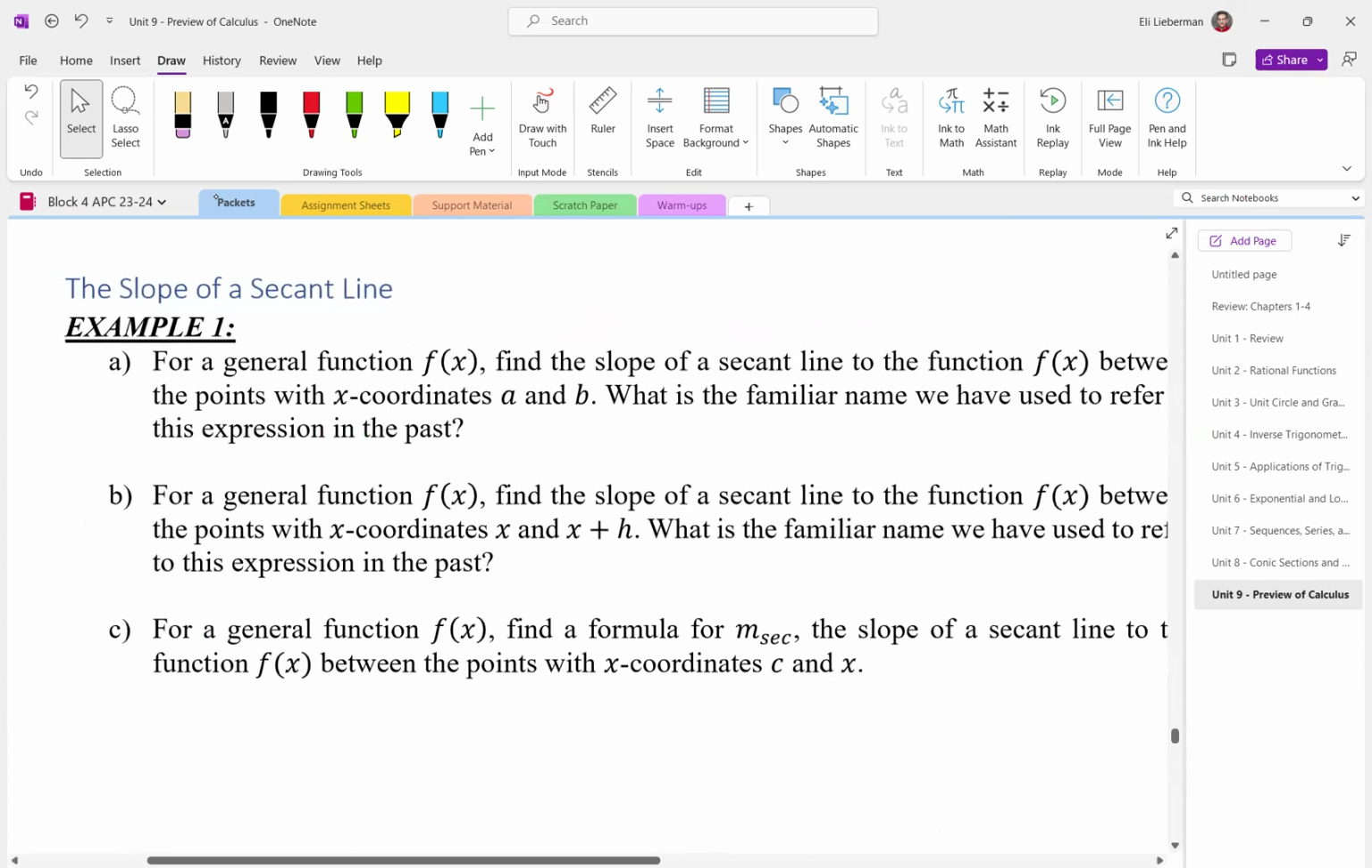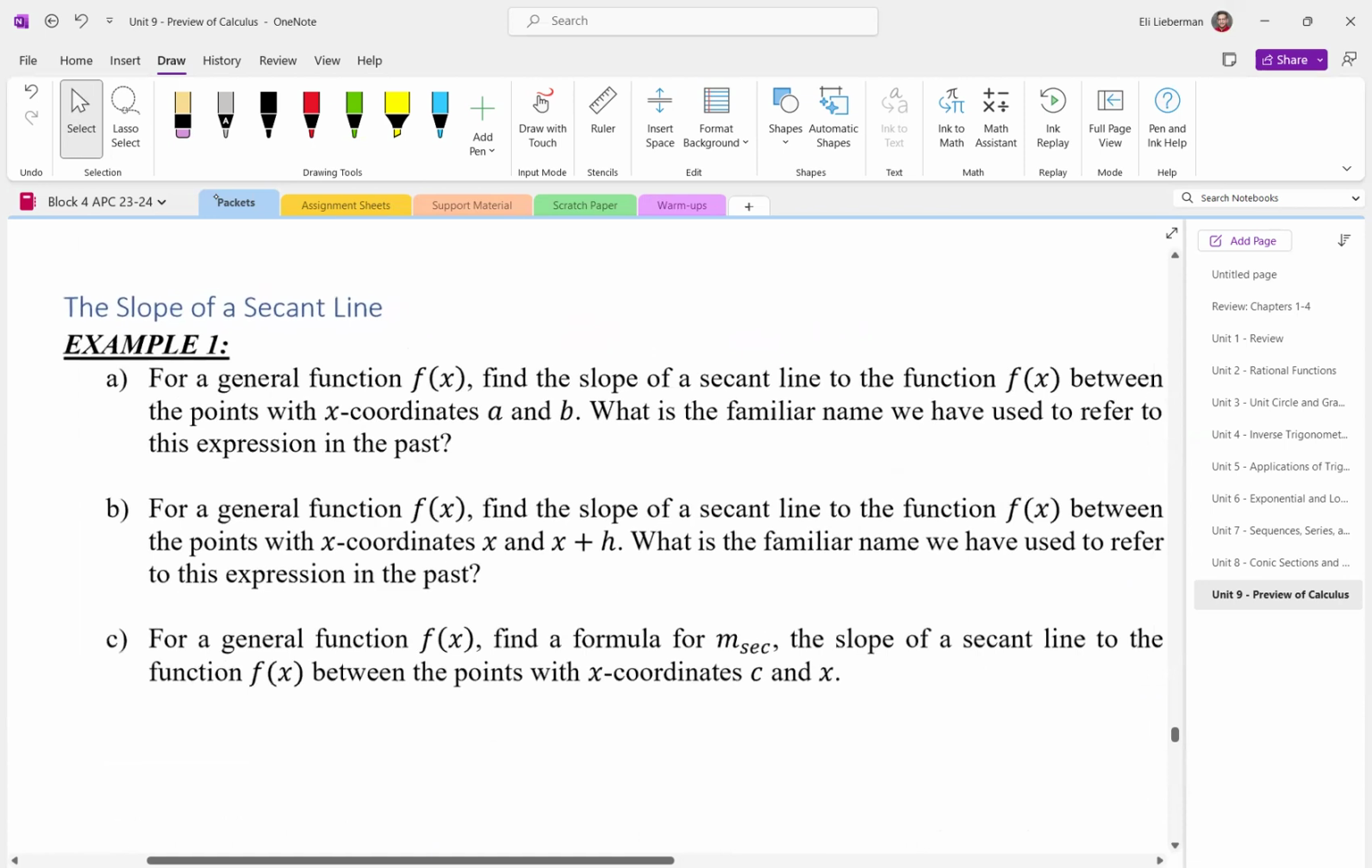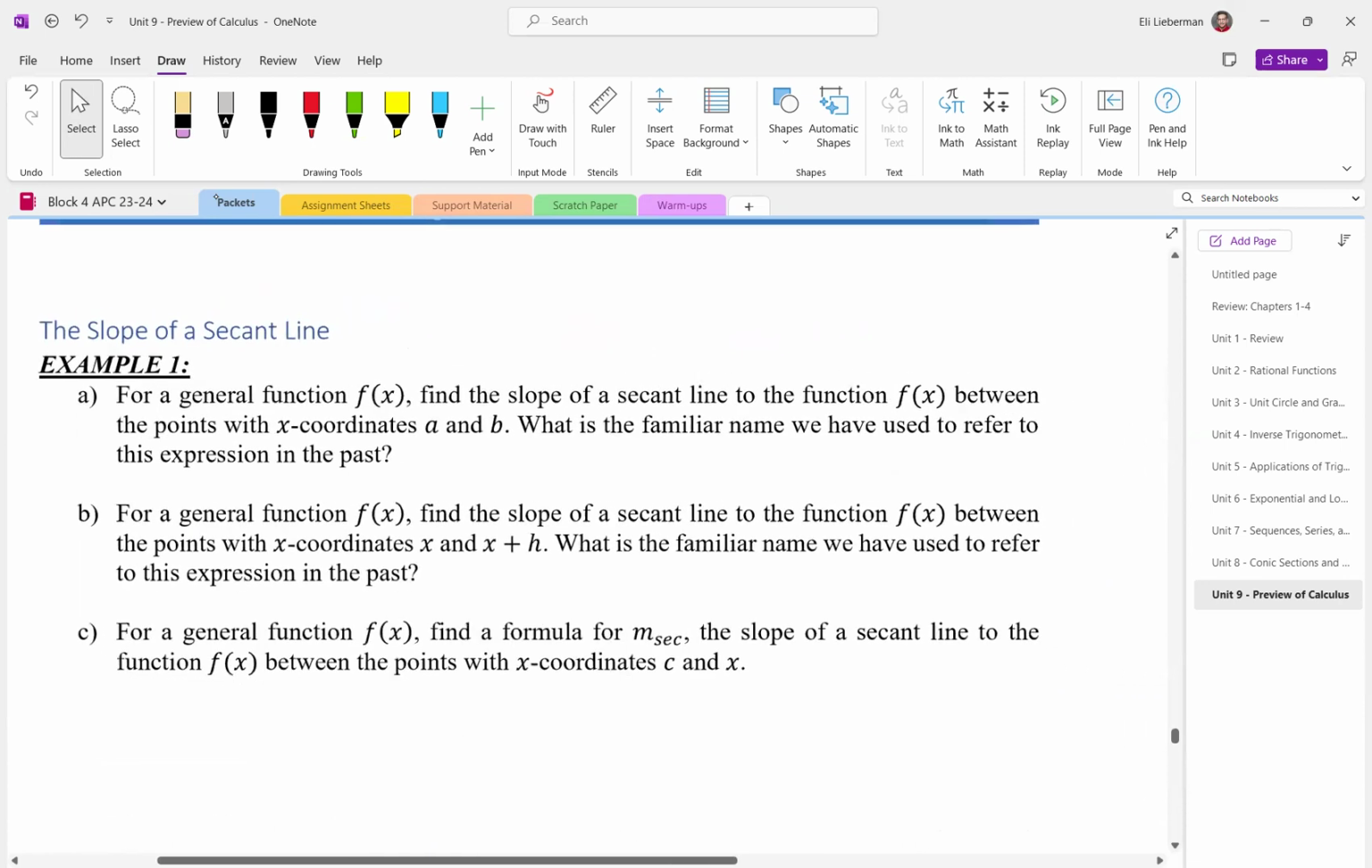More powerful too. Okay, so slope of a secant line. There are 3 different tales we're going to tell about the same story. For a general function f of x, find the slope of a secant line to the function f of x between the points with x coordinates a and b. What is a familiar name we've used to refer to this expression in the past? Okay, well, for a, if the x coordinate is a, then the y coordinate is f of a.